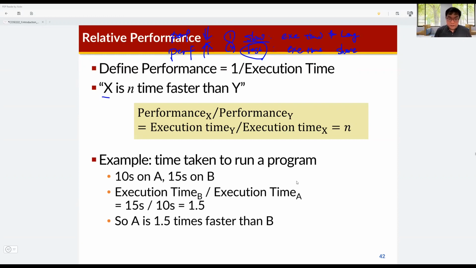If we say it like this, then n means performance of X over performance of Y, right? And we learned that performance is the inverse of execution time. Then this means execution time of Y over execution time of computer X.